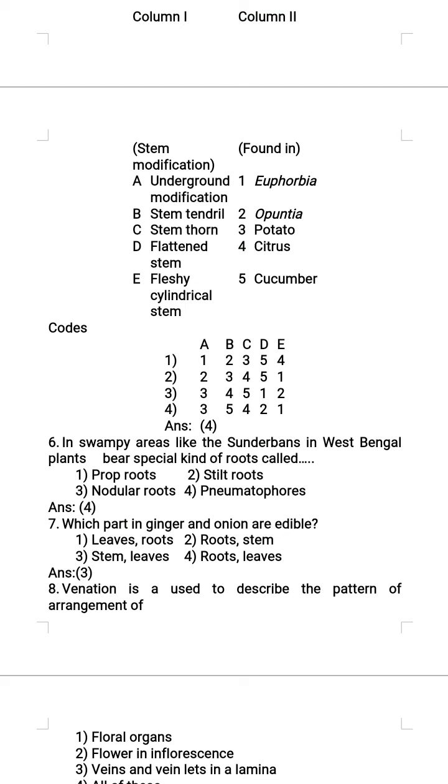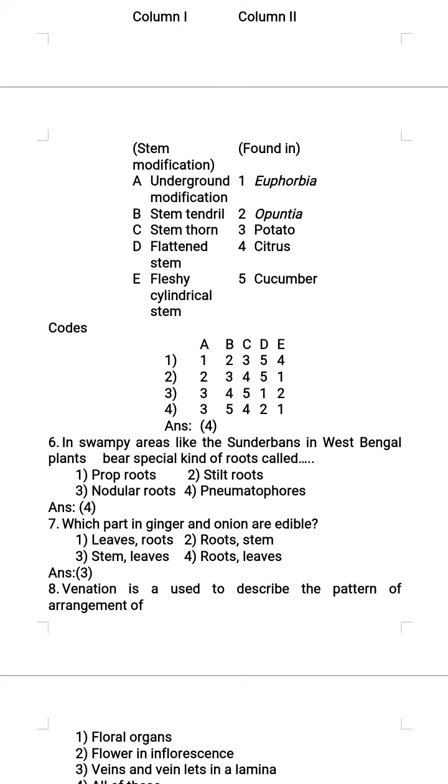So the flattened stem is only performing photosynthesis instead of leaves. Alright. Next, E, fleshy cylindrical stem. Fleshy cylindrical stem can be seen in euphorbia. Stem is cylindrical like a ribbon but fleshy because the water is converted into jelly. Hence the euphorbia plants would like to grow in the desert areas, dry areas. Understand? So the correct option is option 4.